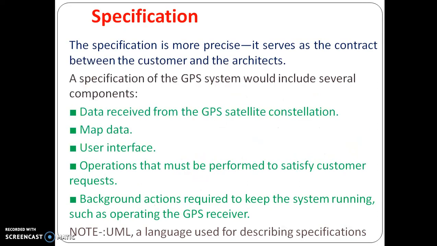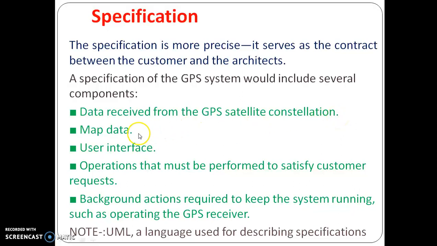Now he needs to think about the specifications. The specification is a contract between the customer and the designer. The requirement form has already been designed by the user and is with the designer. Now he needs to think about how we can do this. If you see the slide here, we have 5 different points. One is data received from the GPS satellite system. That is one specification.